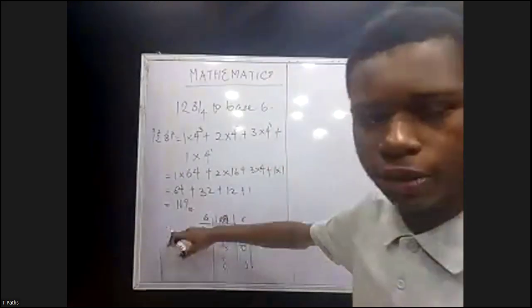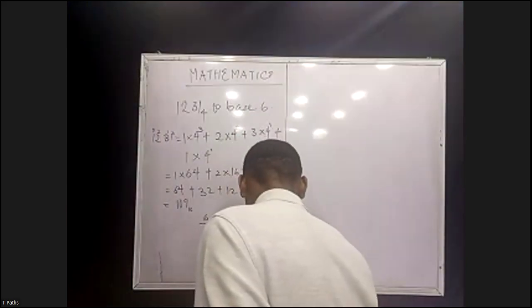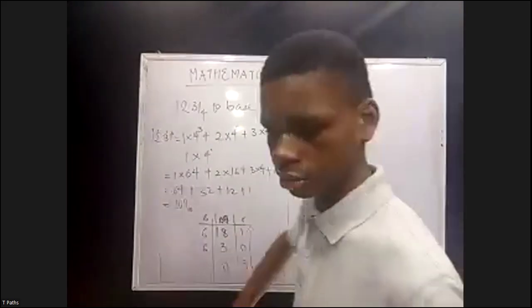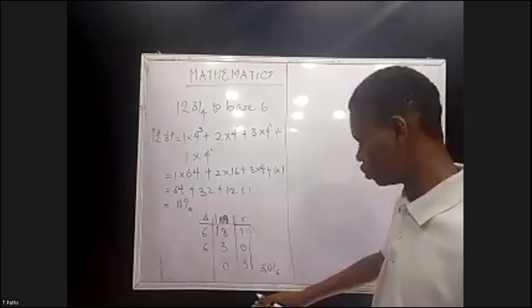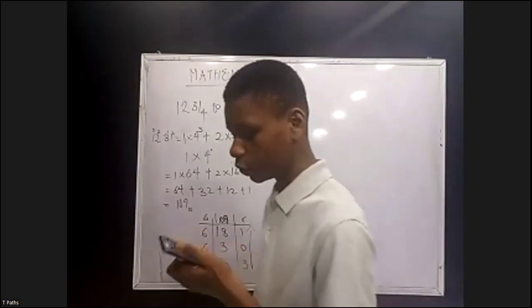In converting 109 base 10 to base 6, I got 301. Don't forget to add the base 6. I think that's clear. So the first thing is to convert to base 10, and from base 10 to your given base. So you have 301 base 6. My answer is 301 base 6, which is option B.